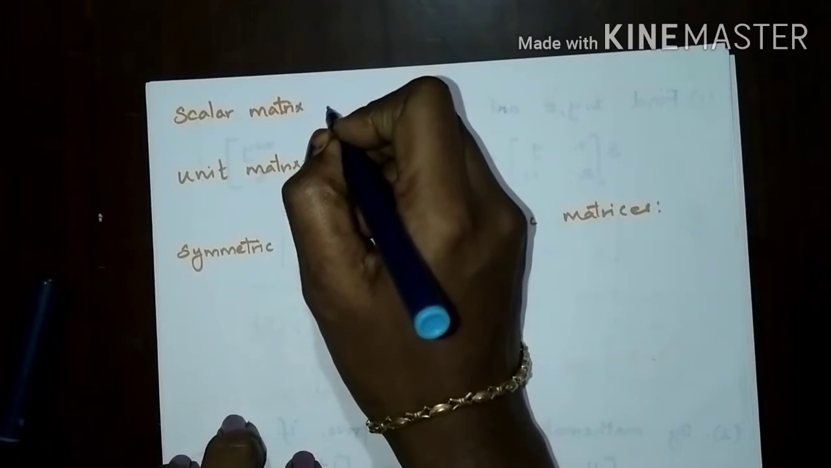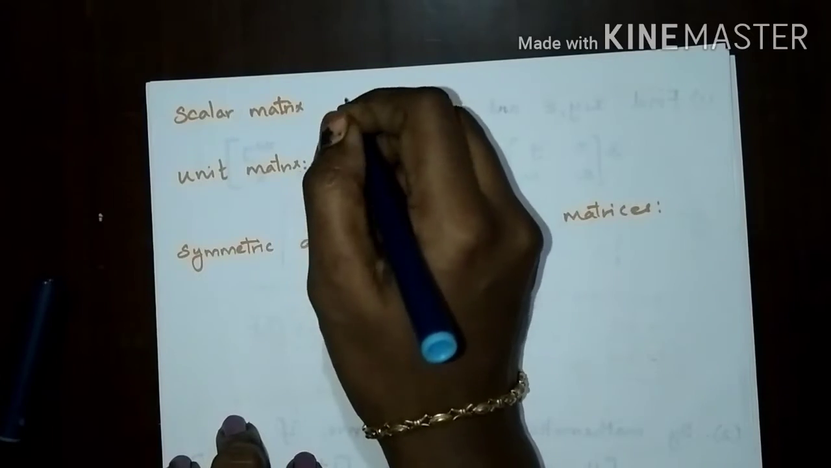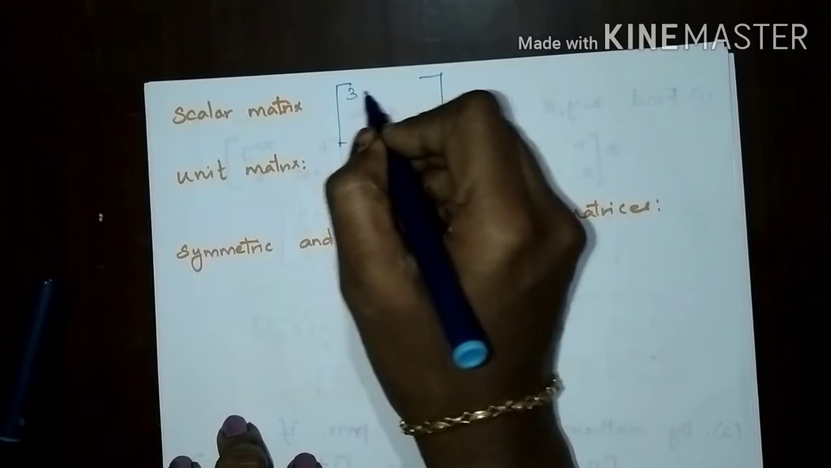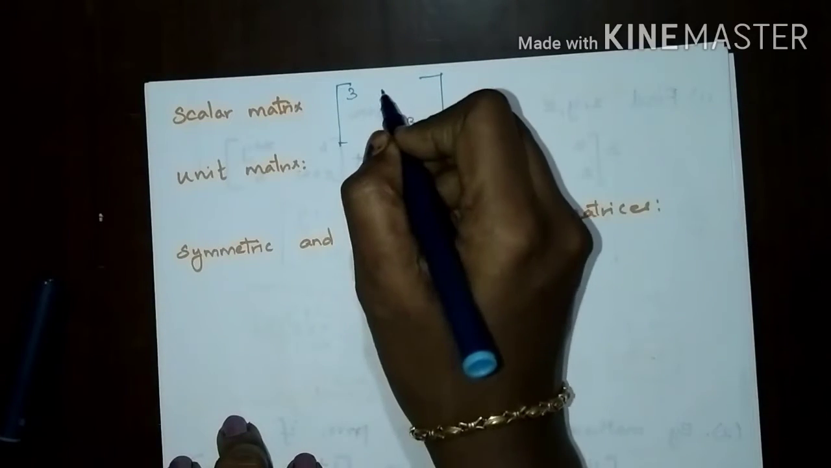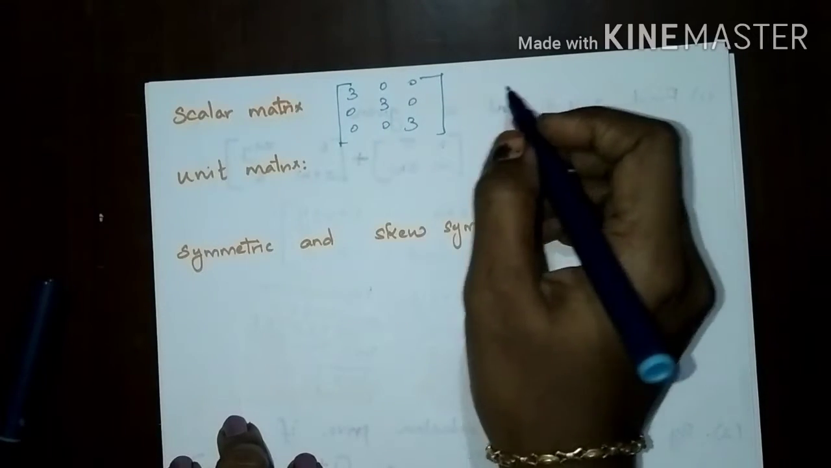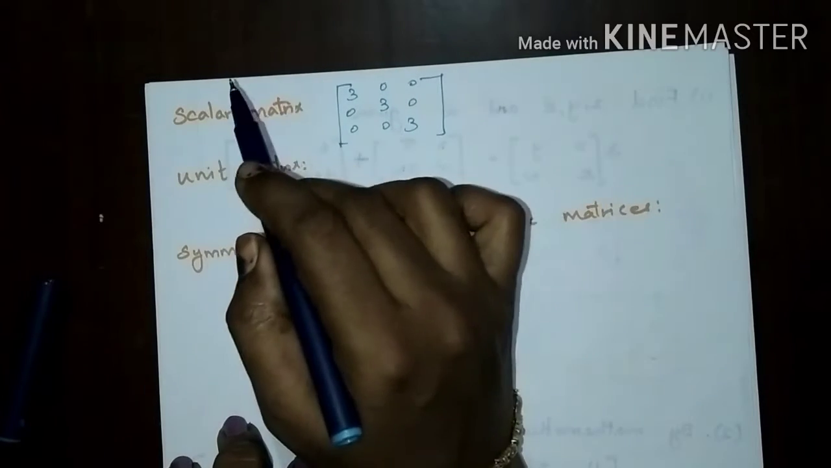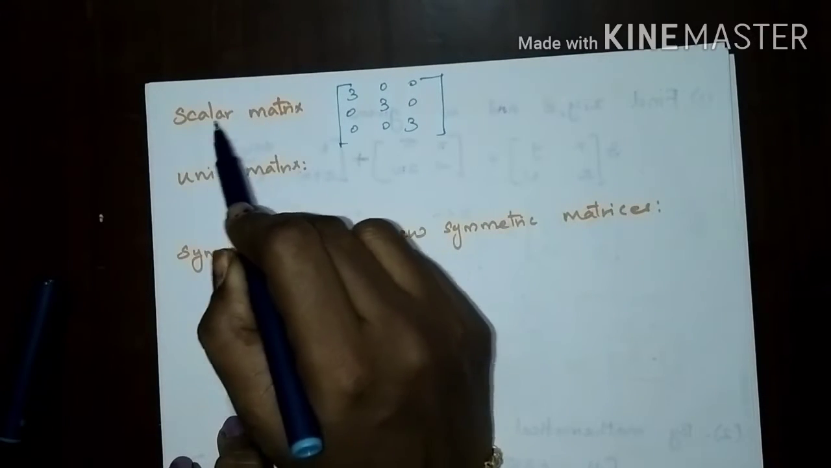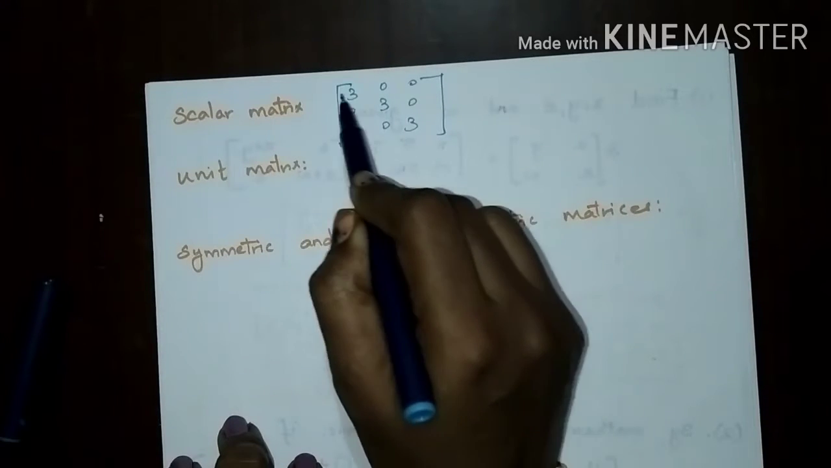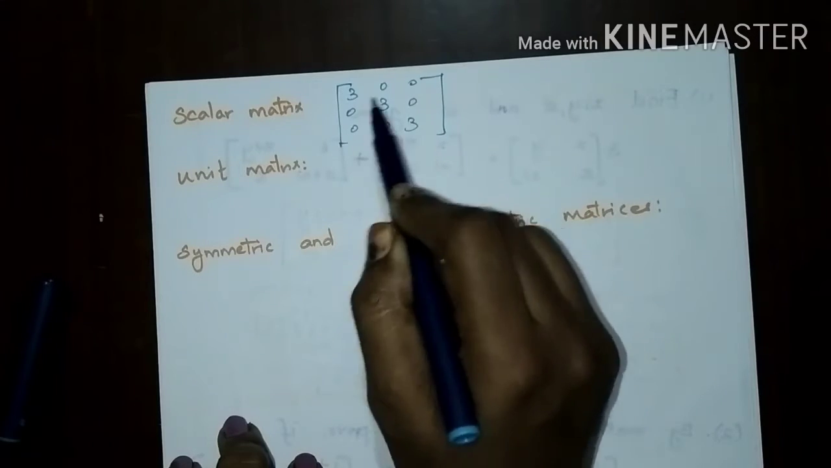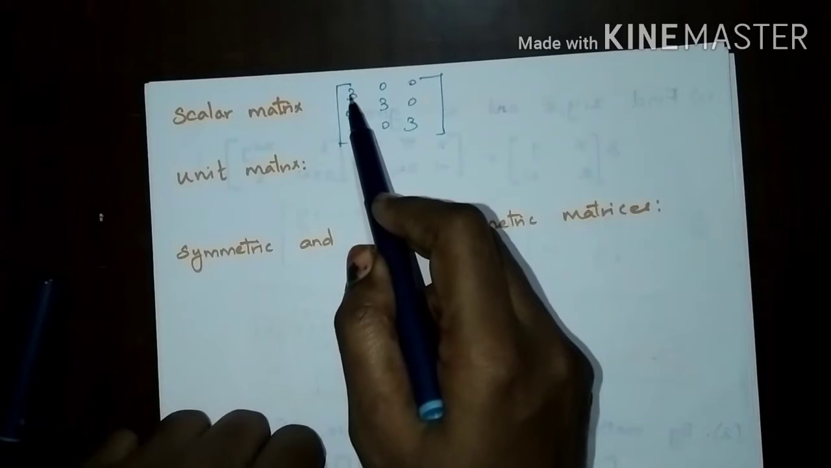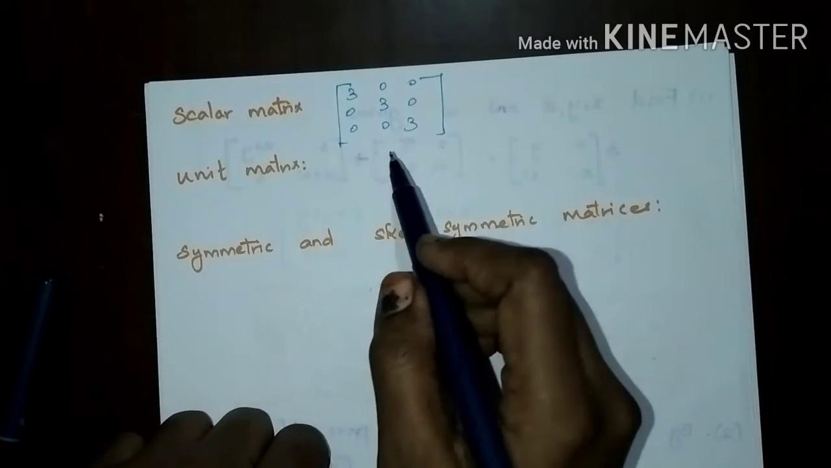Now let us move on to the next matrix, the scalar matrix. A square matrix is said to be a scalar matrix if it has the same element throughout the principal diagonal and other elements are 0. It is similar to the diagonal matrix. The difference between the scalar matrix and the diagonal matrix is that the scalar matrix has the same number in the principal or leading diagonal, whereas in the diagonal matrix it can be of any value.